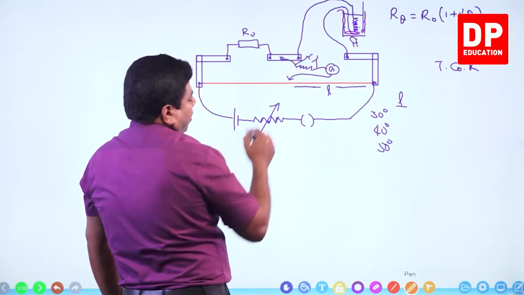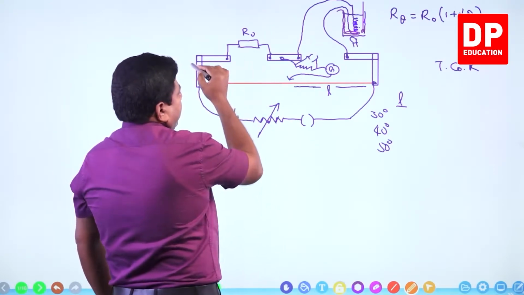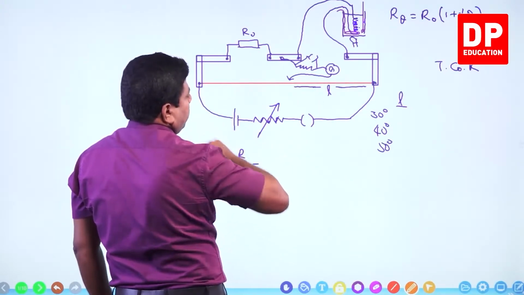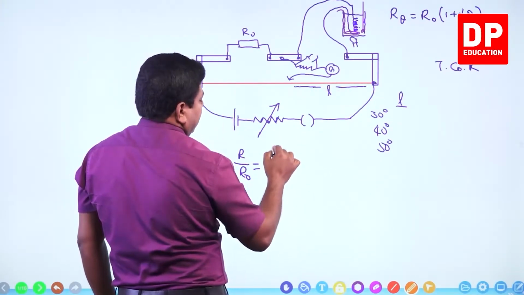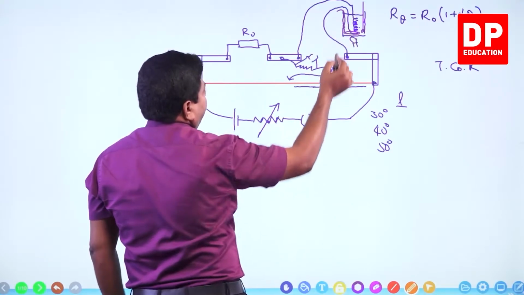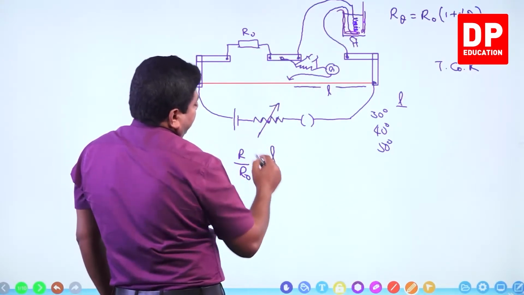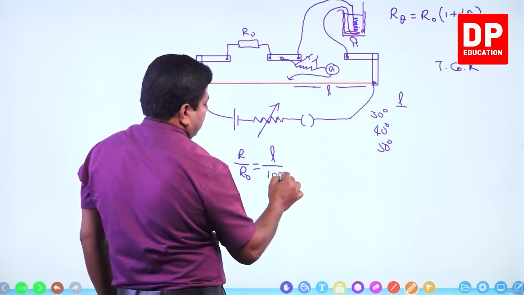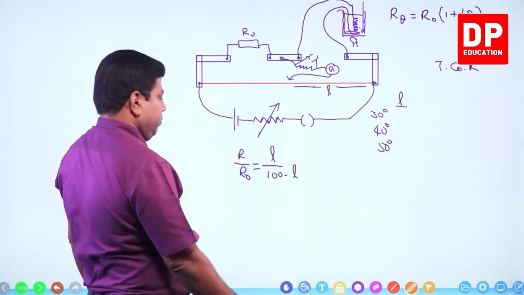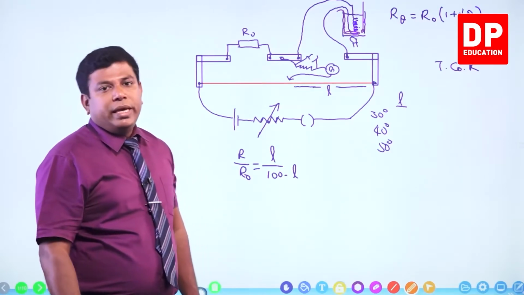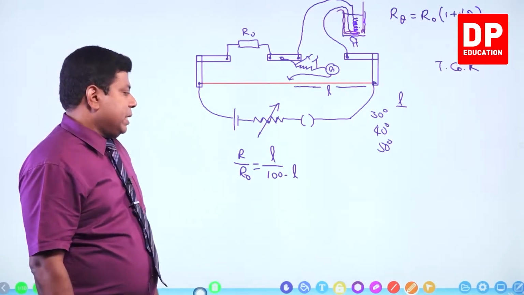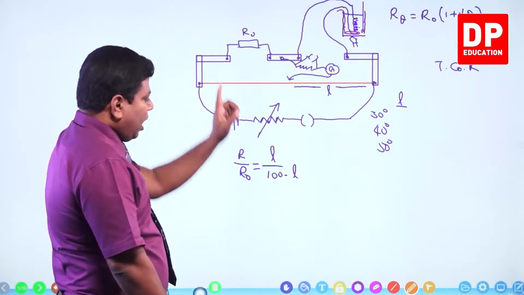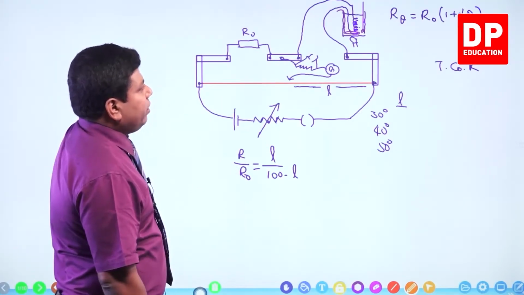On this side you have R, on this side you have R naught. Here also it must be in the same proportion. So, the distance here is L, relevant to R, R is here, R and L are parallel. R naught and all together is 100, 100 minus L. R over R naught is going to be L over 100 minus L. Clear? Right.